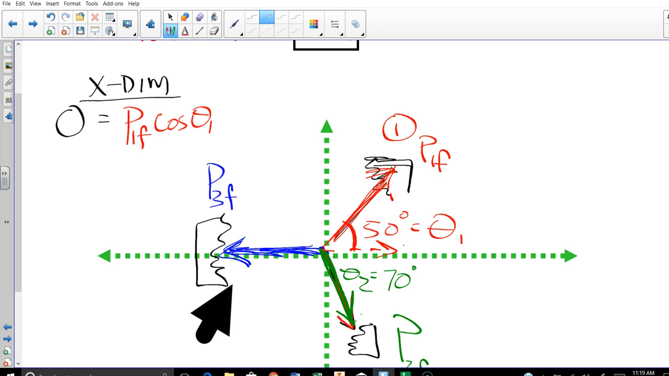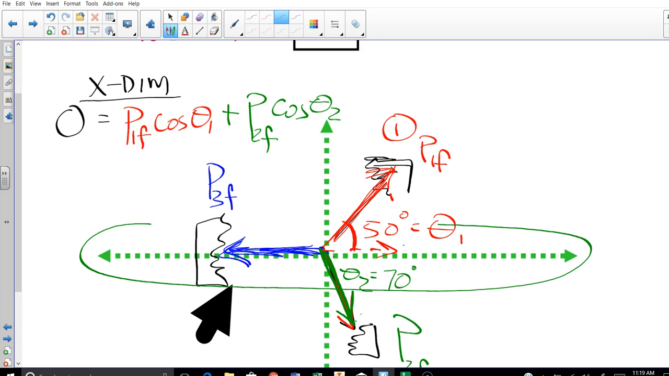Going in the same direction is the x component of momentum 2. So that's going to be plus momentum 2, final after the explosion, cosine of theta 2, assuming that theta 1 and theta 2 are, like this problem, reference angles. So I'm just worried about the x dimension. Right here.